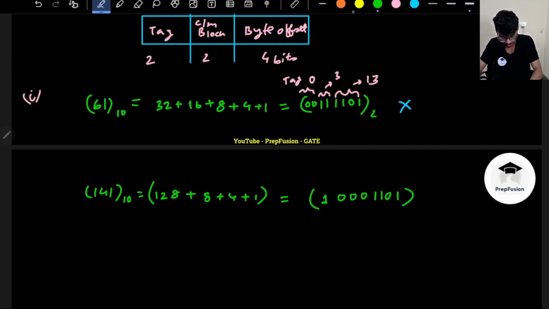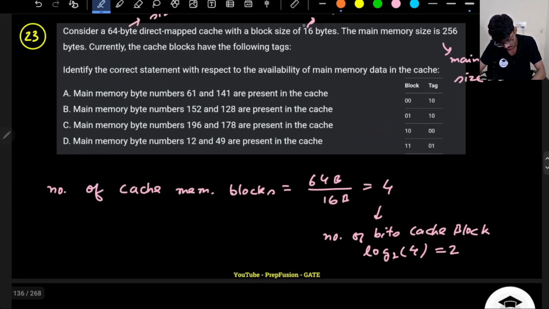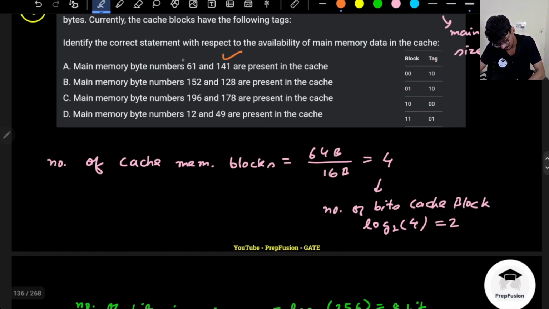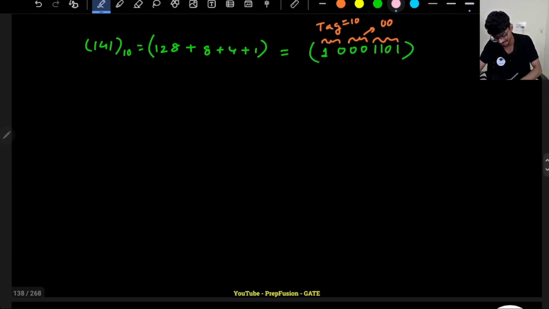Okay, so now, anyway, this is wrong. We don't need to check it because the first one is wrong, right? So I don't need to check the second one, but let's check it for the sake of it. So the tag is 10, my cache block number is 00. This is the cache block number and this is the byte offset. So if I go into cache block number 00, I see tag 10 is there, but this is present and this is not present, right? So automatically this option is gone. Let's check the second option.